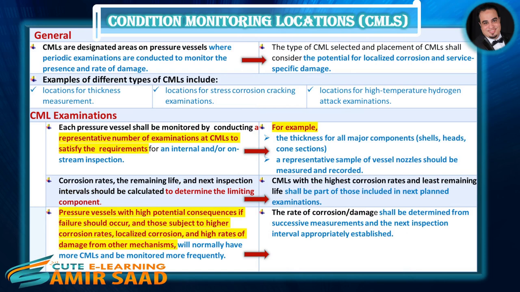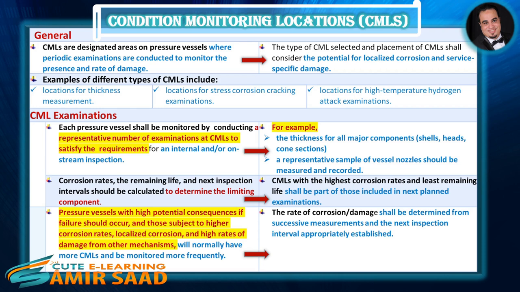Condition monitoring locations, CMLs. General. CMLs are designated areas on pressure vessels where periodic examinations are conducted to monitor the presence and rate of damage. The type of CML selected, and placement of CMLs shall consider the potential for localized corrosion and service-specific damage.